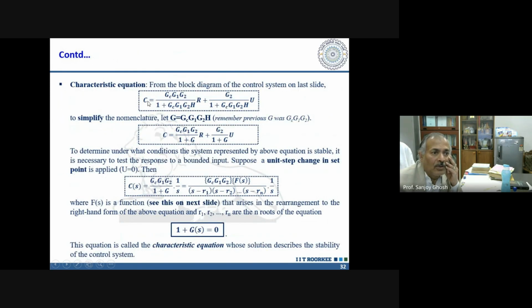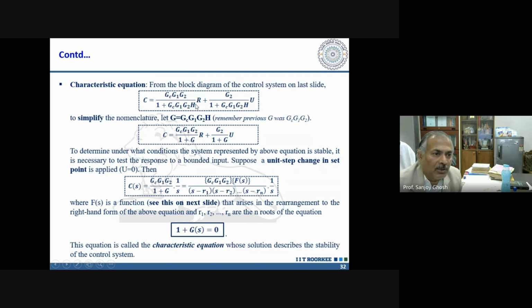Here C is equal to this into R1. This is GC G1 G2 by this whole thing GH. This is a G by GH, right? And here you look at the G2 by GH. So look at this, the bottom equation is called the characteristic equation. That I'll take up later on, right?